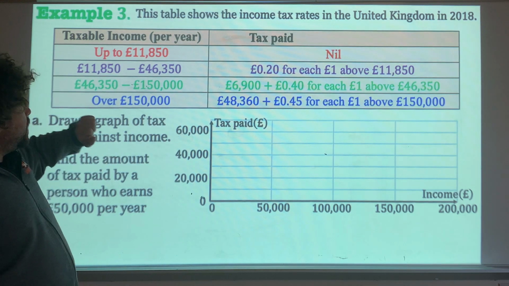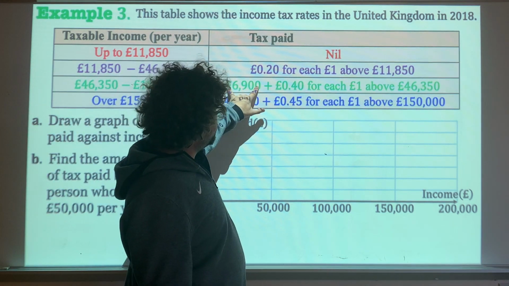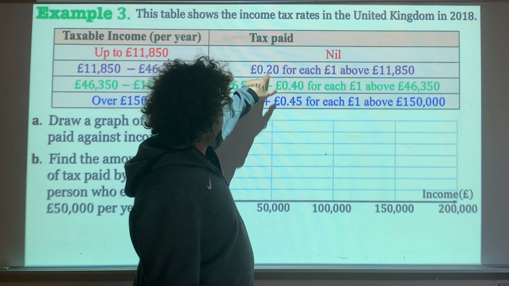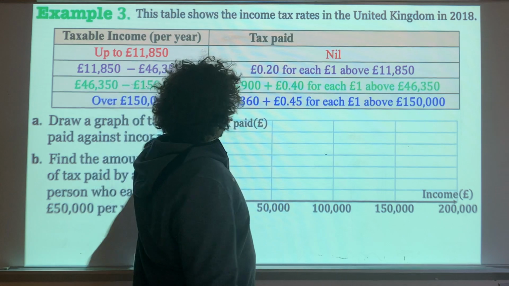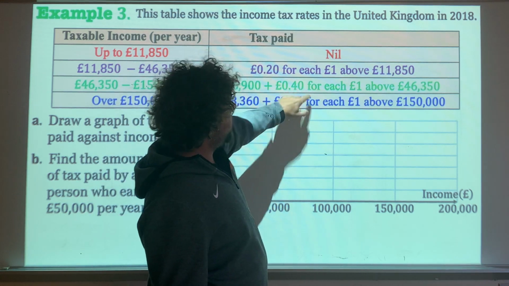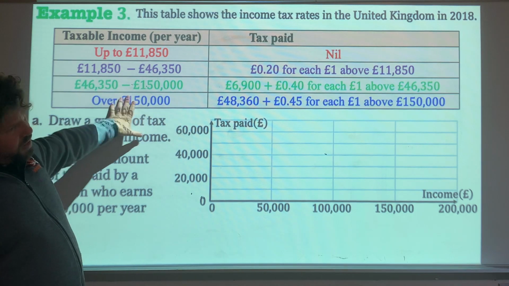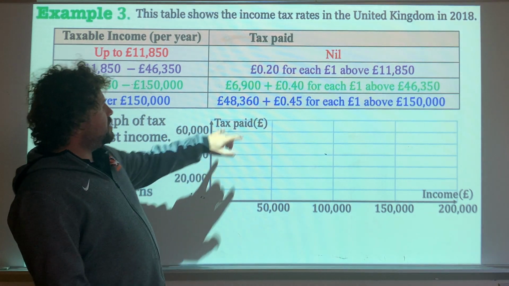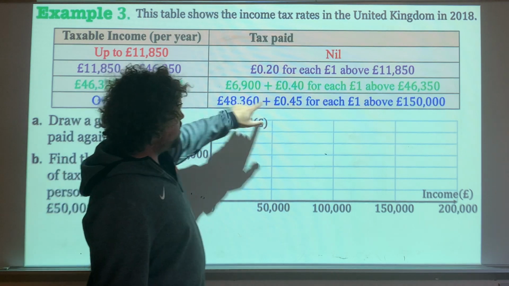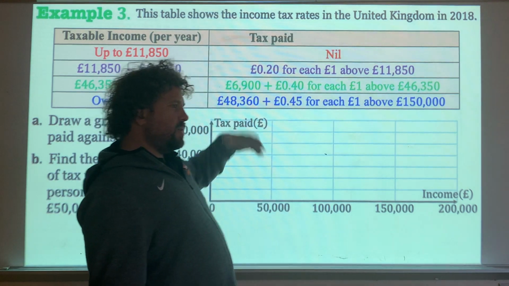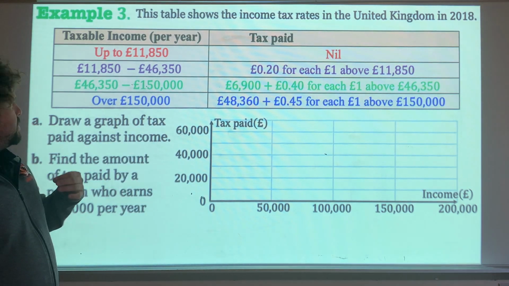All right? If you made this much, you paid 6,900 pounds, which is pretty much 0.2 times the difference between these two numbers, plus 40 pence for each pound above this. If you made over 150,000 pounds, you paid this much money, which is the difference times 0.4, plus 45 pence for each pound. So what they do is, the more money you make, the higher your tax rate is.